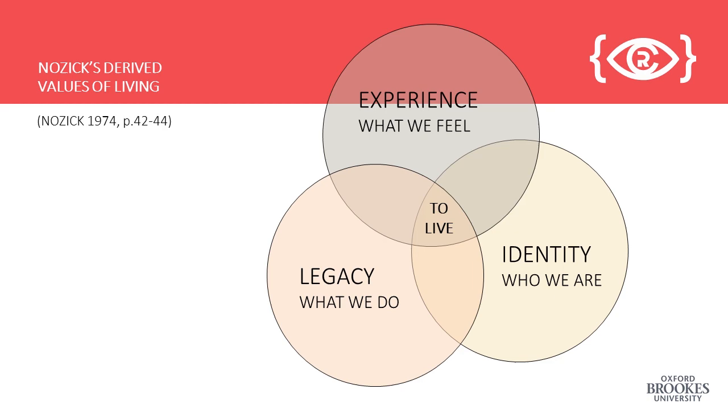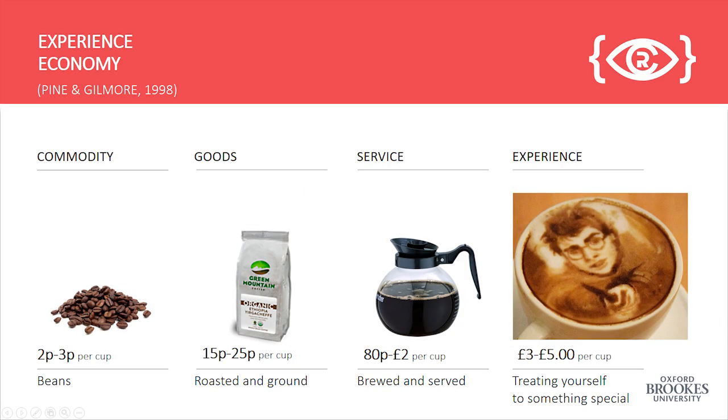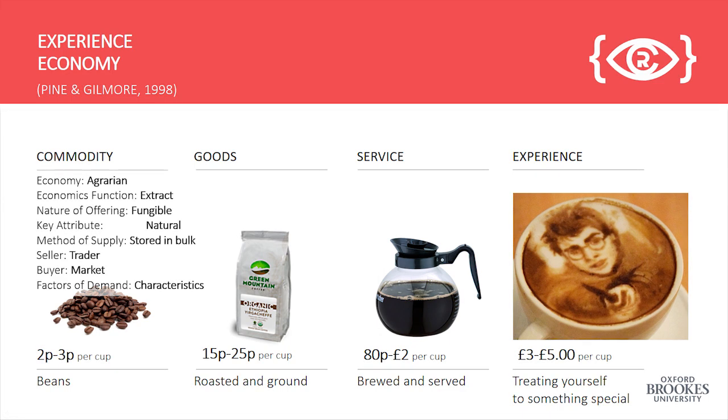And if we recognize that, then maybe we also want to follow the economic ages as differentiated by Pine and Gilmore. We may have run through, over the ages, different economic spheres, from an economy of commodities to an economy of goods to an economy of service to an economy of experience. The best example to differentiate those is probably coffee. In the commodity age, the economy is largely agrarian, where we extract natural resources that are fungible, that can be stored in bulk, that are sold in a market by a trader and have characteristics that are almost facts.